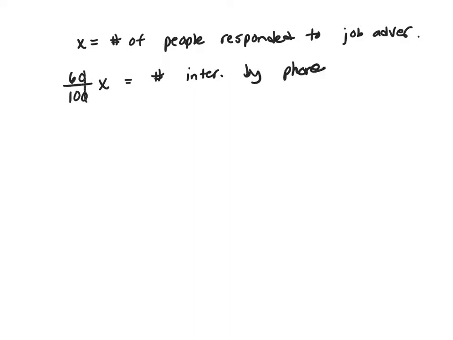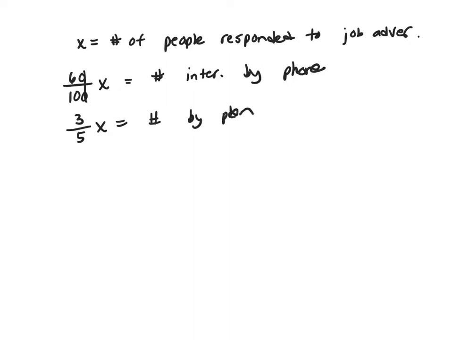And let's divide each one by 10. You just cross off the zeros. And then 2 will go into 6 3 times, and 2 will go into 10 5 times. I'm going to go ahead and reduce that down. So that's the number by phone.